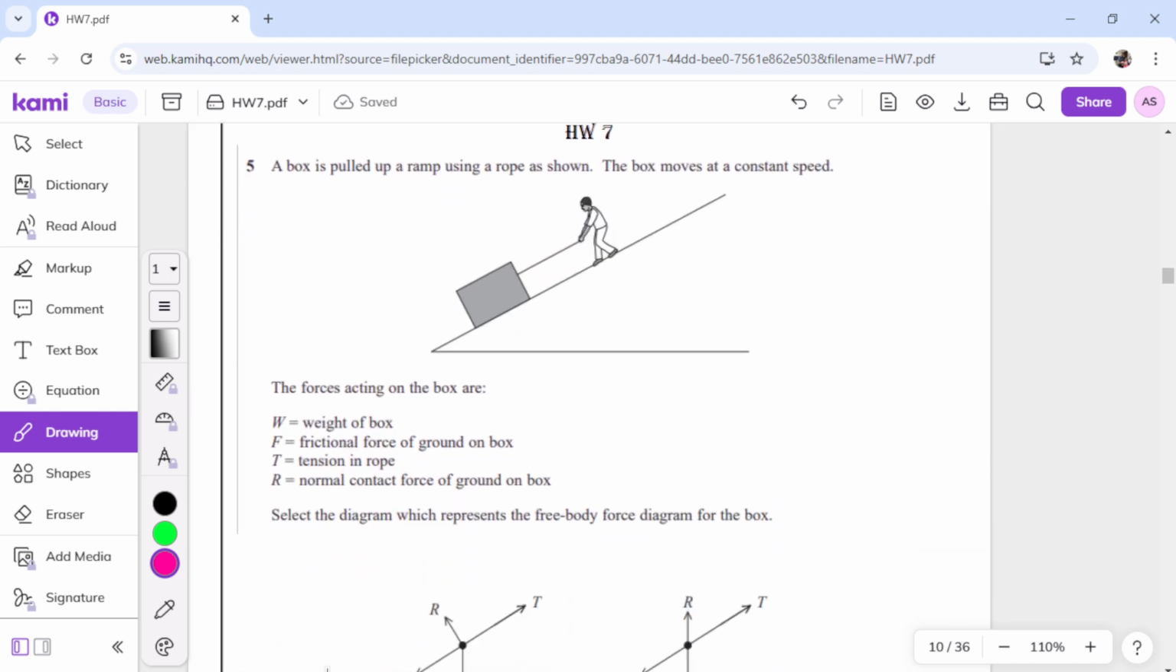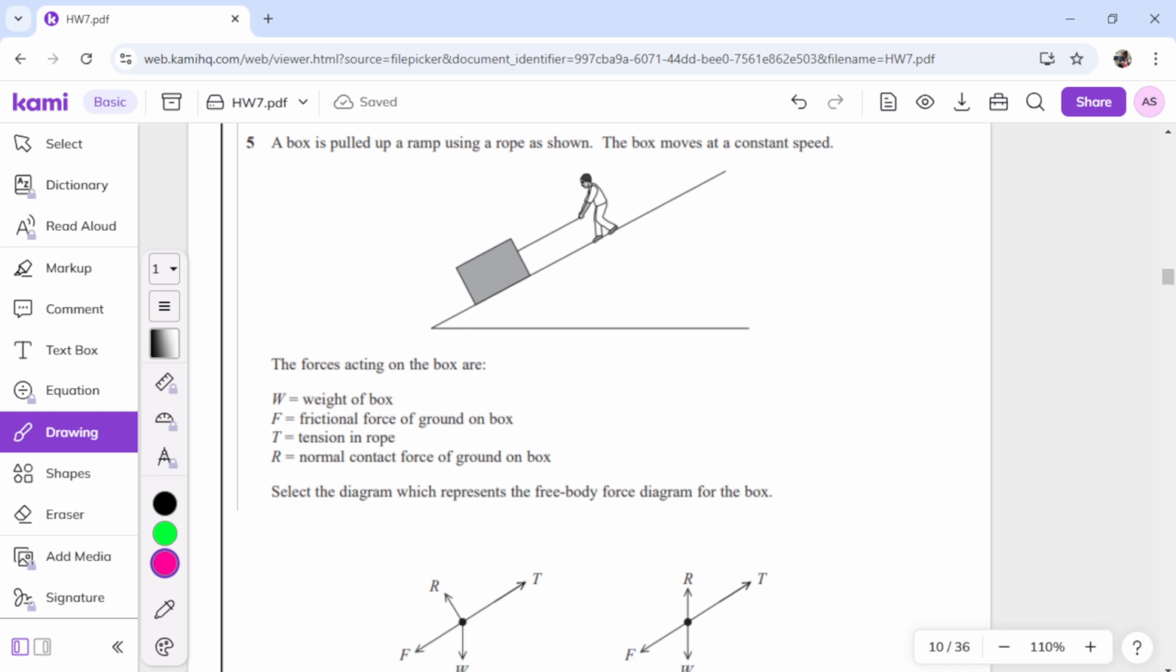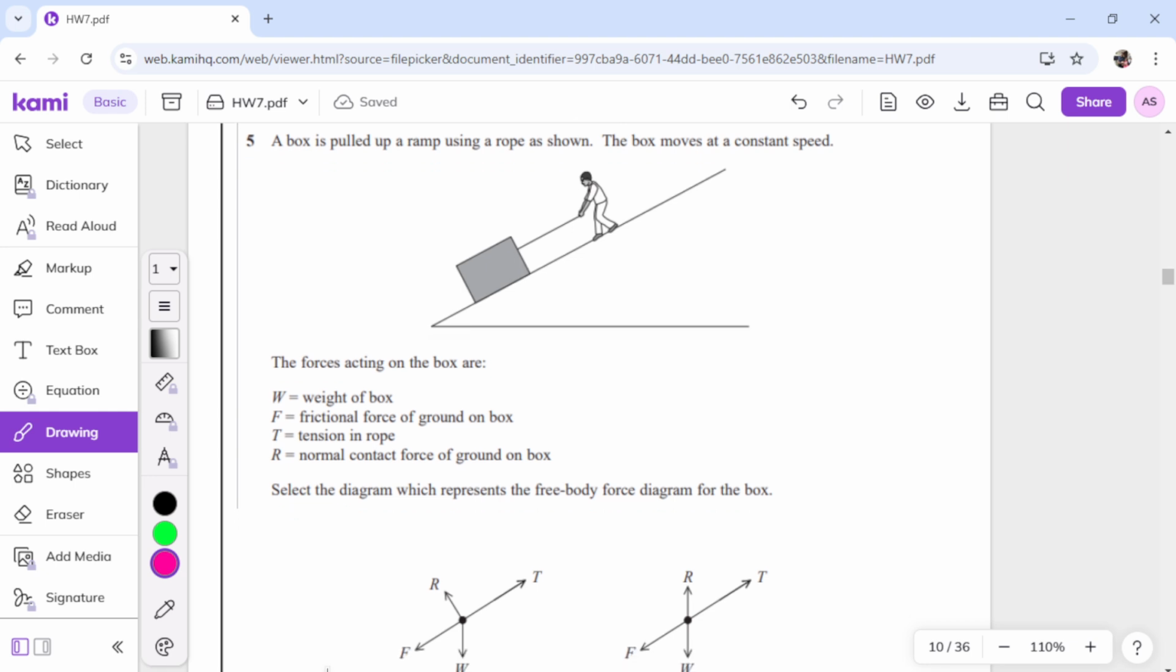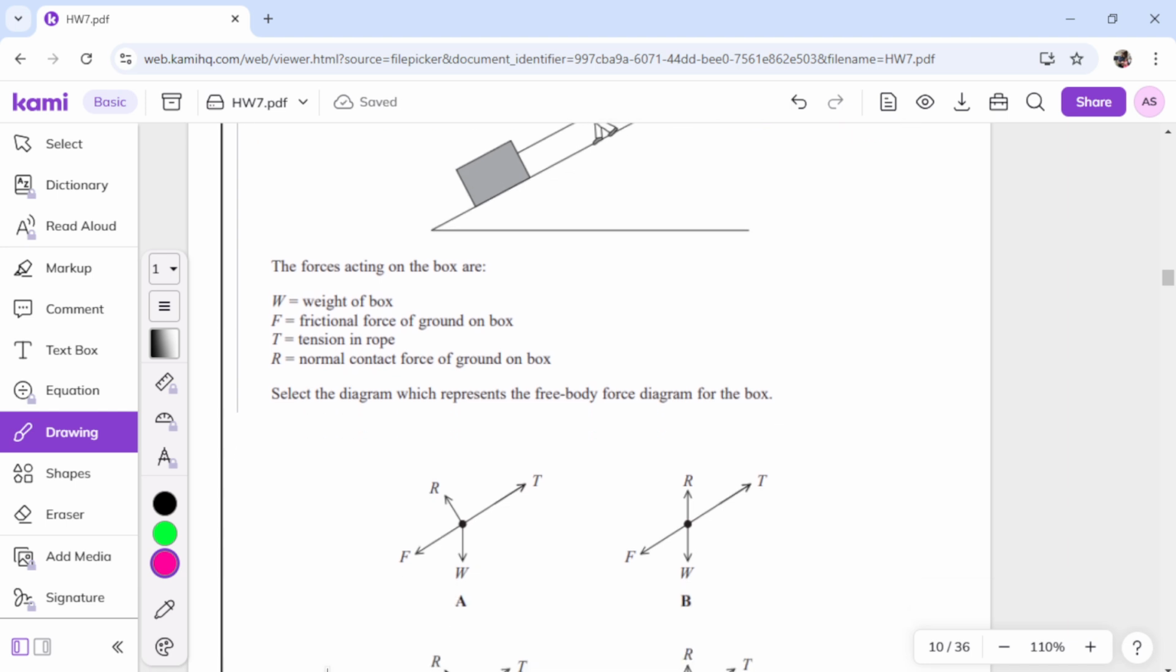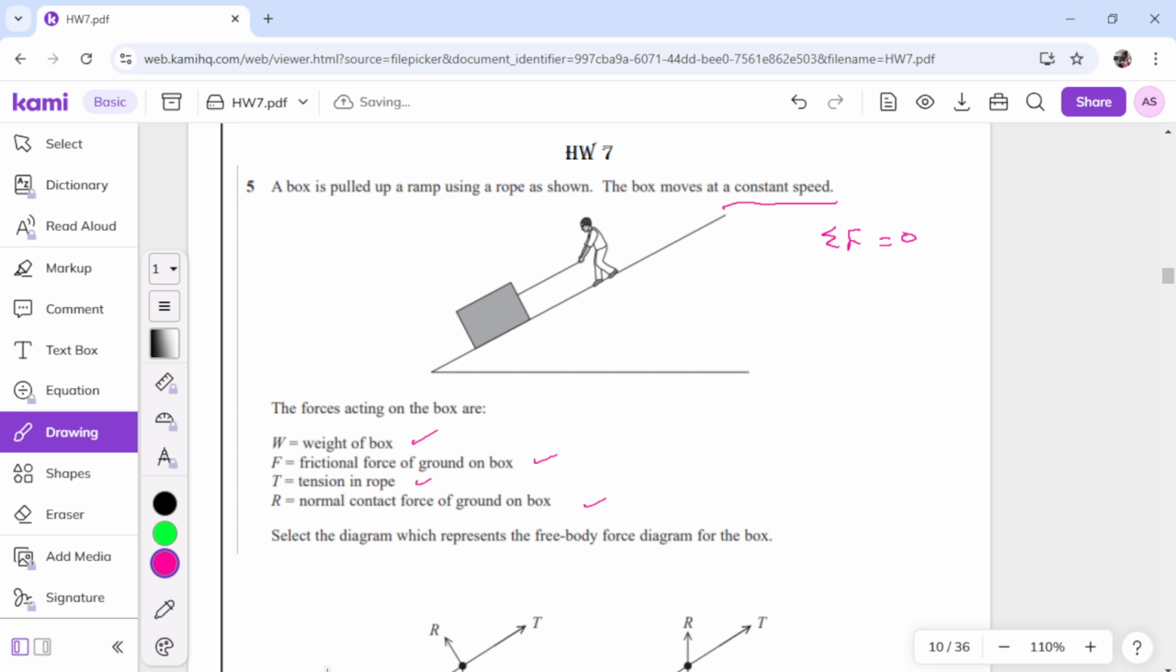A box is pulled up a ramp using a rope as shown. The box moved at a constant speed. What's the meaning of constant speed? It means the net force equals 0. Okay. The forces acting on the box are weight down, friction force, tension in the rope, and normal contact force. So I can draw it. We have tension force, normal reaction force, weight, and friction force.